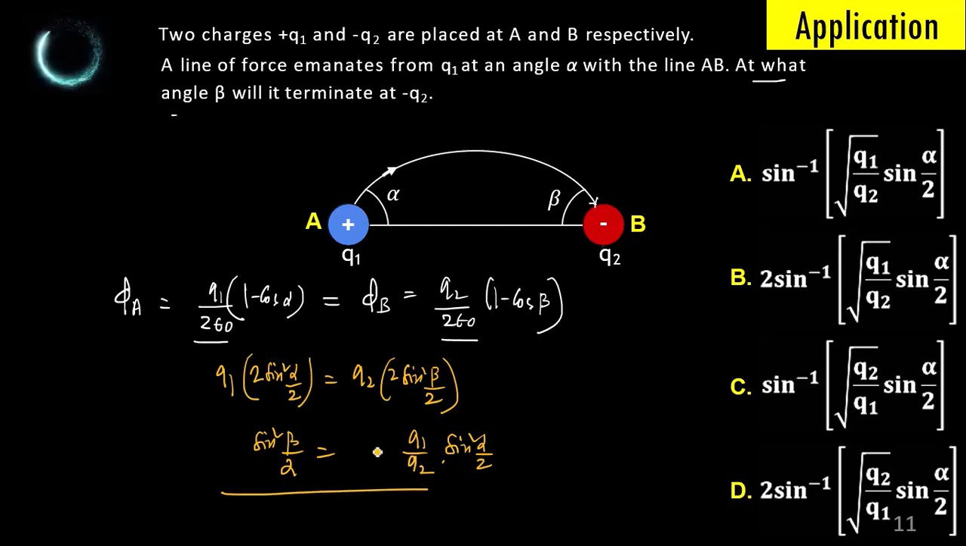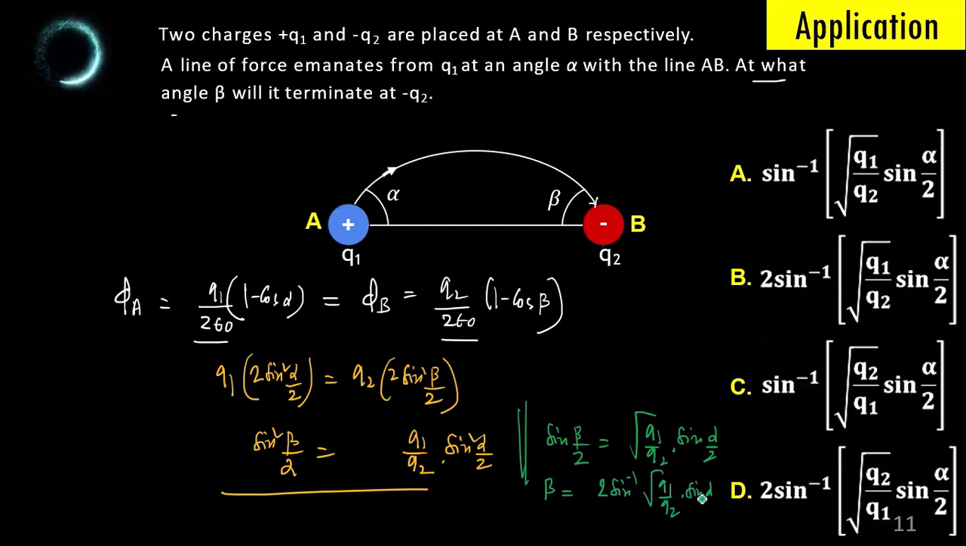So sine beta by 2 should be the root of that number. Finally, what I can write: sine of beta by 2 should be equal to root of Q1 by Q2 into sine of alpha by 2. So what is beta then? Beta should be equal to sine inverse of this number multiplied by 2. So 2 sine inverse of root of Q1 by Q2 into sine of alpha by 2. That is your answer, so that means option number B.